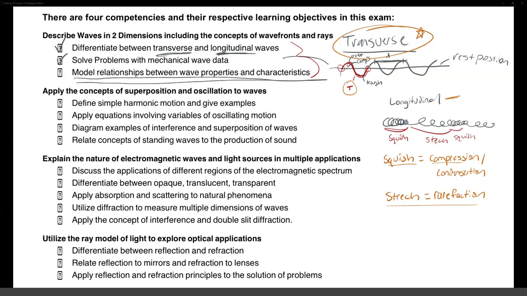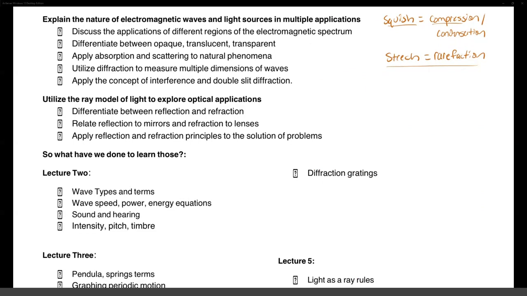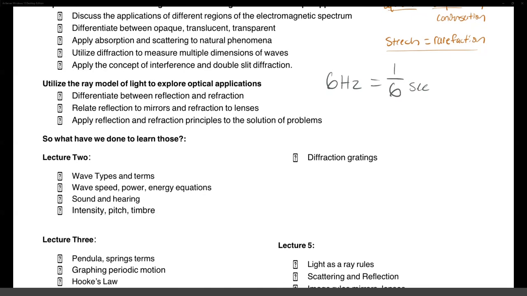There could be all kinds of different questions, like what happens to the period if the frequency goes up? Say the frequency was 6 hertz. You always have to remember your units. That means the period is the inverse of that, so it'd be 1 over 6 seconds. So as the frequency goes up, say we're at 10 hertz, the period is going to go down, because 1 over 10 is a smaller fraction than 1 over 6.